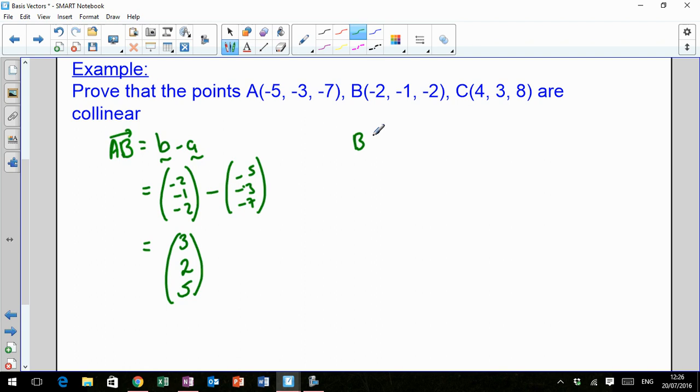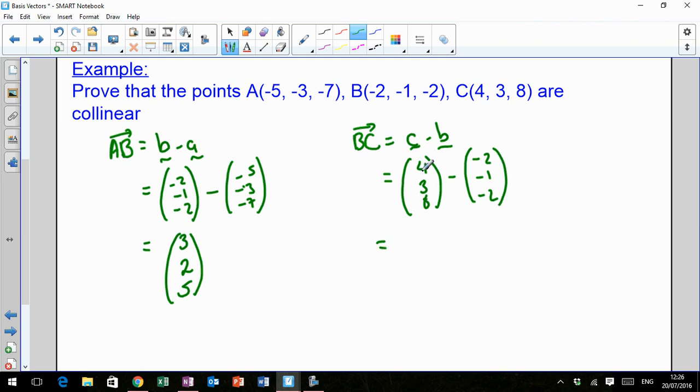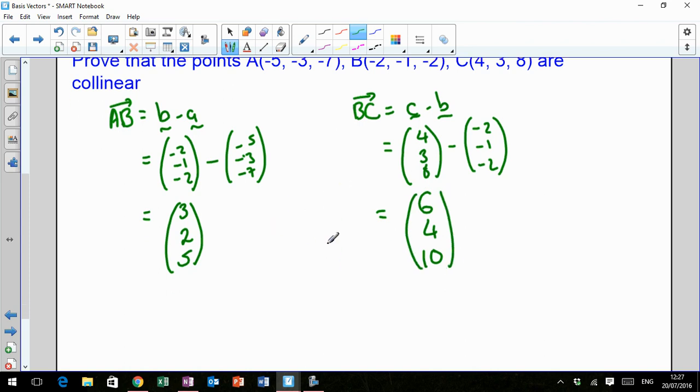And then BC is C subtract B, which is (4, 3, 8) subtract (-2, -1, -2). Okay, so that's going to be (6, 4, 10). Now that should be relatively straightforward to see, but BC is 2 lots of AB. And therefore AB is parallel to BC.